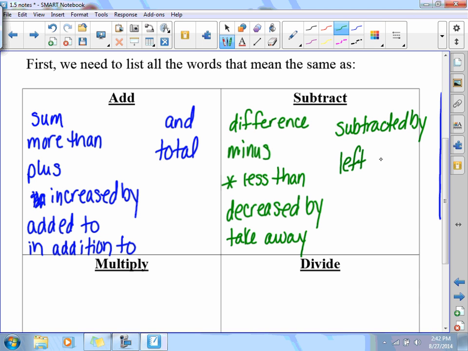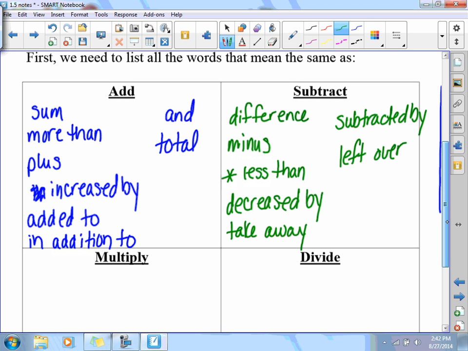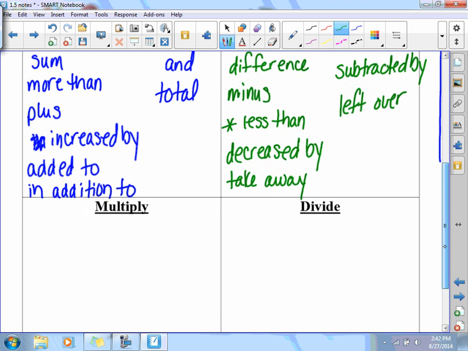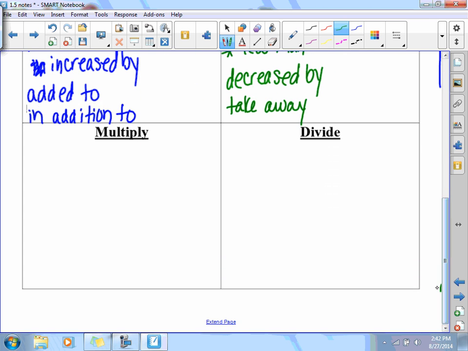Left over could be a phrase that implies subtraction. How many are left over? That could also be division, depending on what you're actually doing. And again, this isn't a comprehensive list. This is just some common phrases that you want to be aware of for addition and subtraction so far.